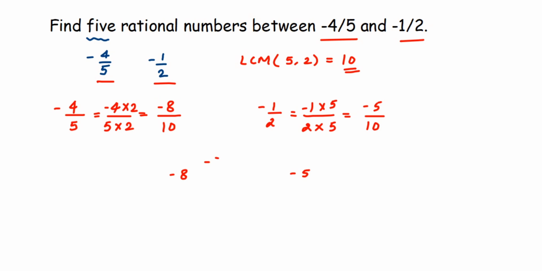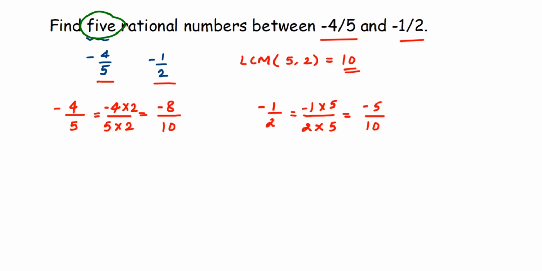We have minus 7, we have minus 6. We got only 2 numbers, right? But in the question, they asked us to find 5 rational numbers. But here we got only 2. So how to increase this? How to find more? So what we will do?